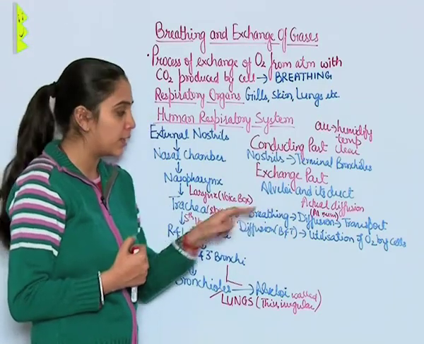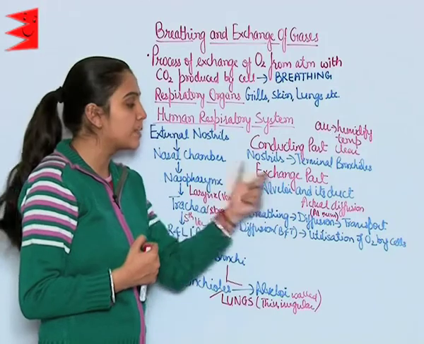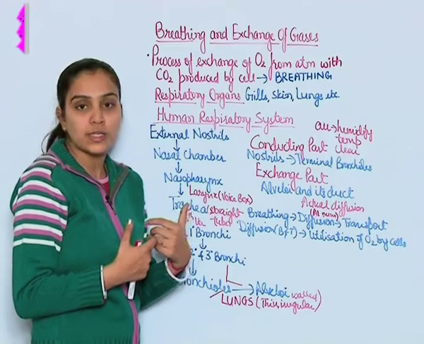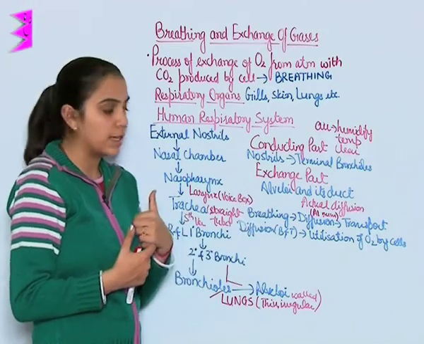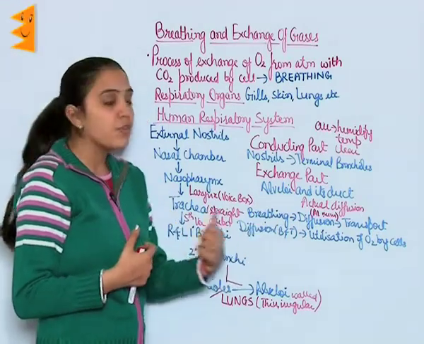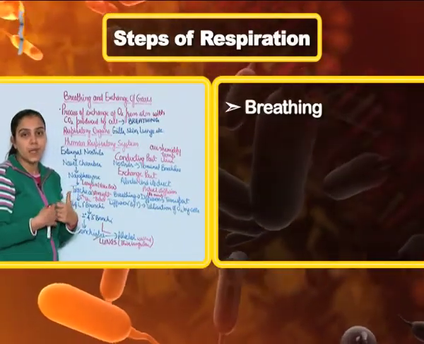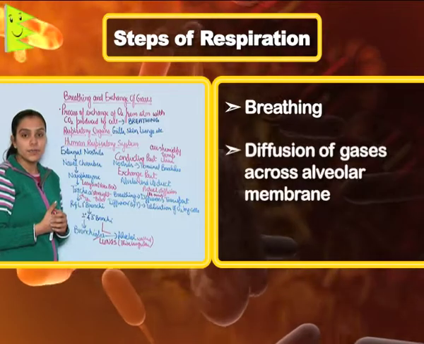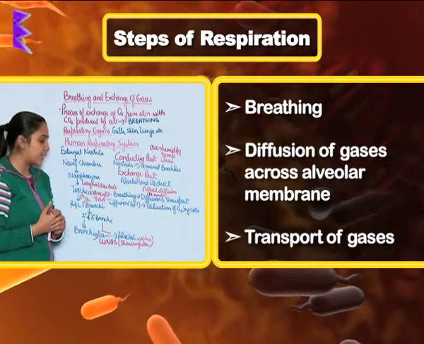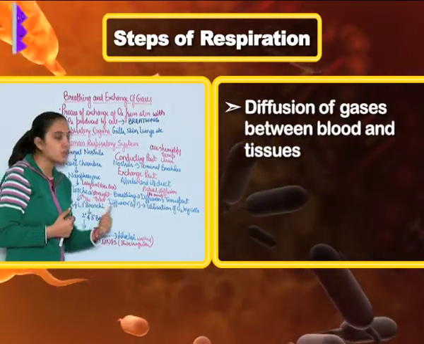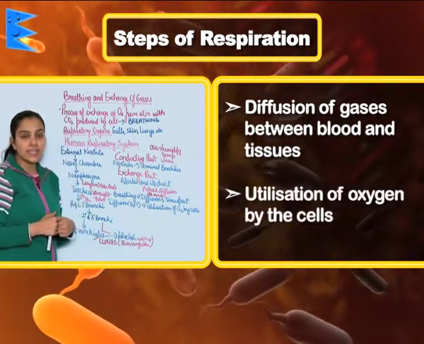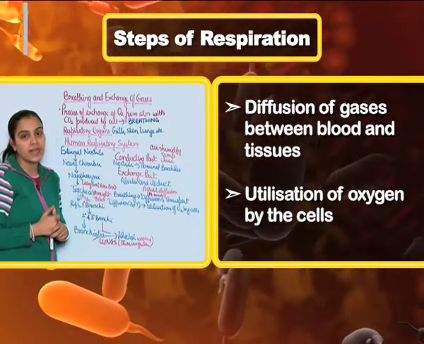Next is the exchange part. The alveoli and their ducts form the exchange part. It is the actual site for the diffusion of oxygen, and it is known as the exchange part. Let us understand the process of breathing in 5 steps. First is breathing, that is inspiration. Then is diffusion, diffusion across the alveolar membrane. Then is transport of gases. Then again is diffusion, this time between blood and tissues, and the last step is utilization of oxygen by cells for various catabolic processes.